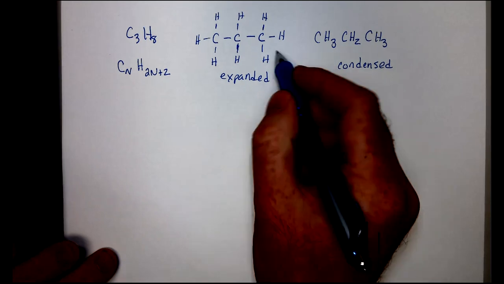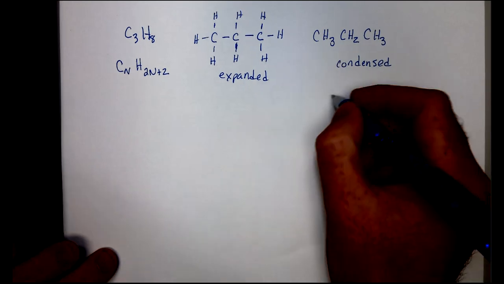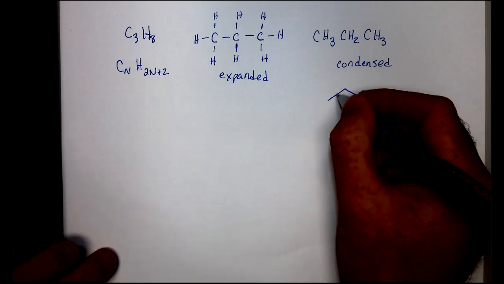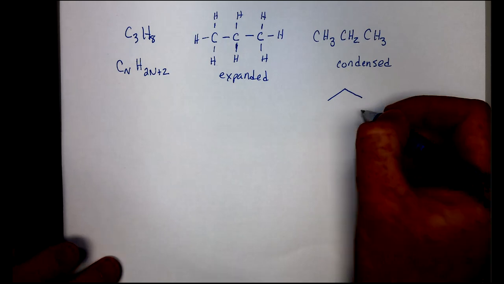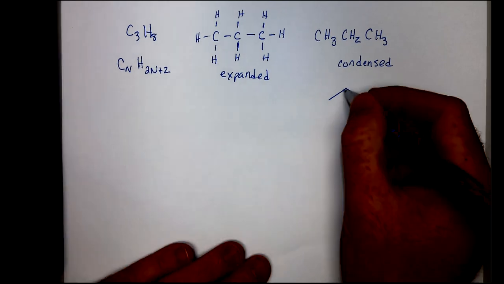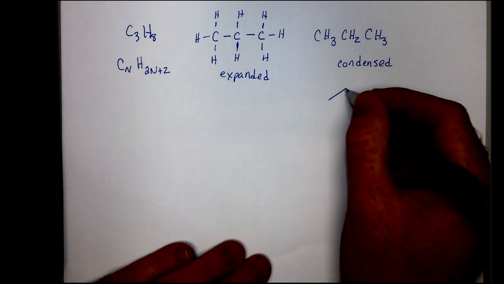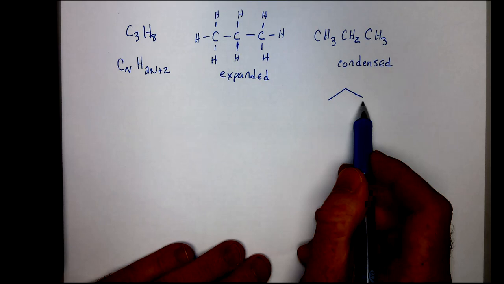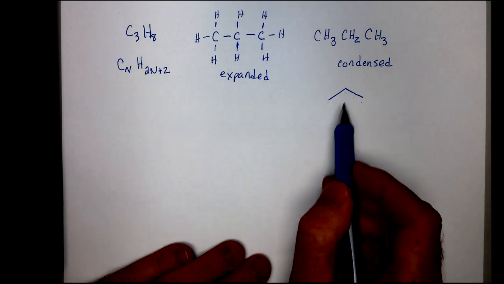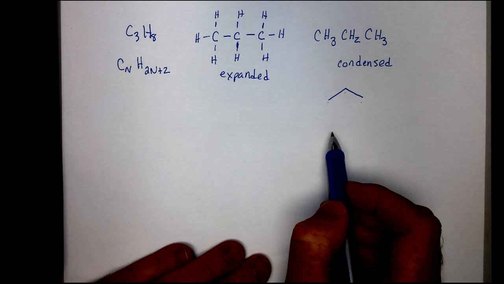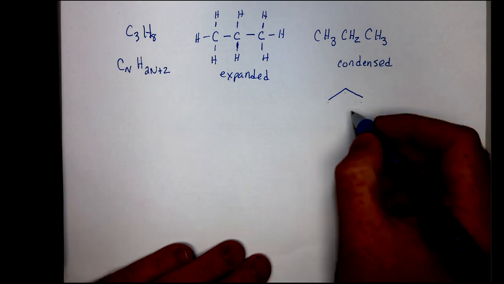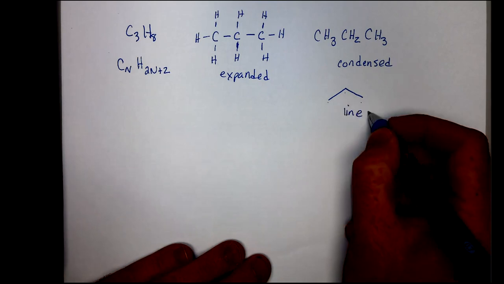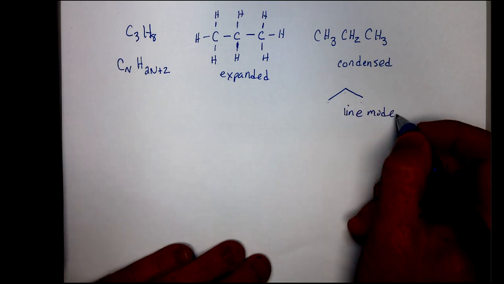Now you can also draw more of a line structure, and you draw it like so, and you draw that bend because it's tetrahedral. I don't draw any carbons or hydrogens explicitly on the structure, but it's implied that there's a CH3 there and a CH3 there and a CH2 there. You assume that you don't see anything else. There's carbon atoms with the requisite number of hydrogen. So this is our line model or line structure.